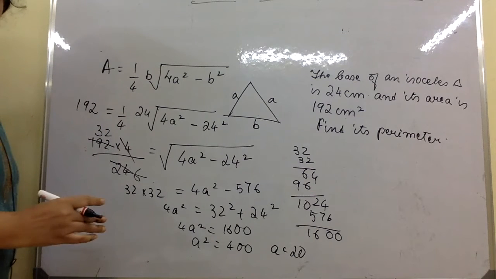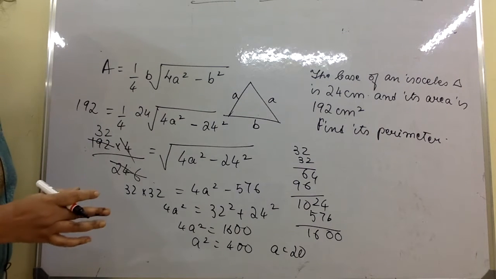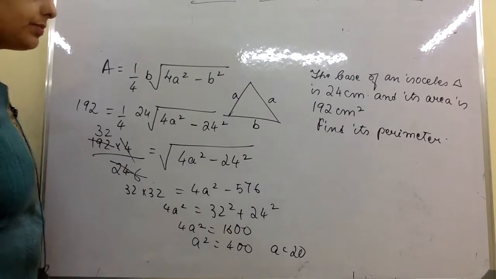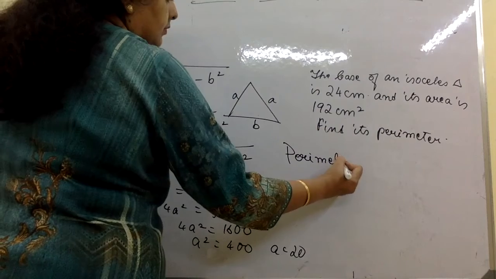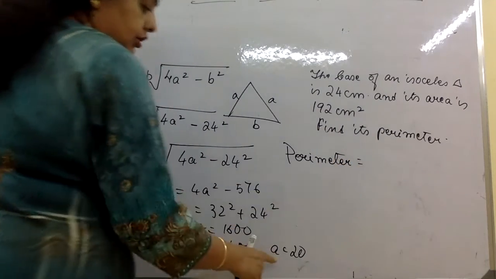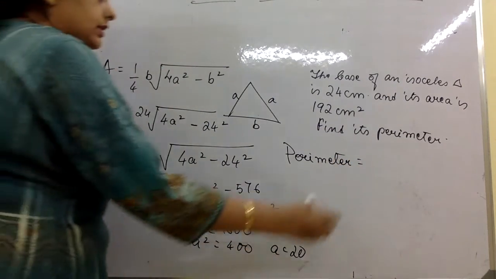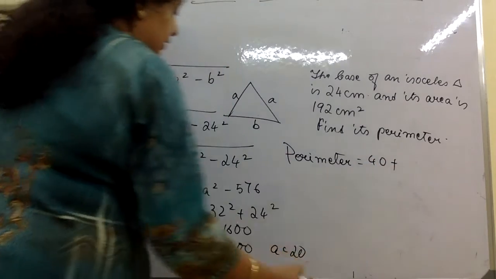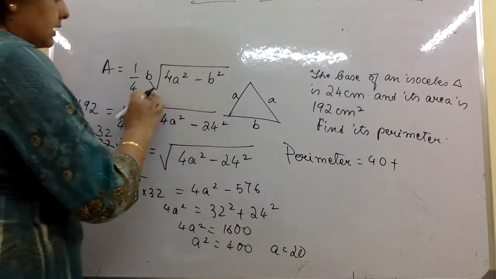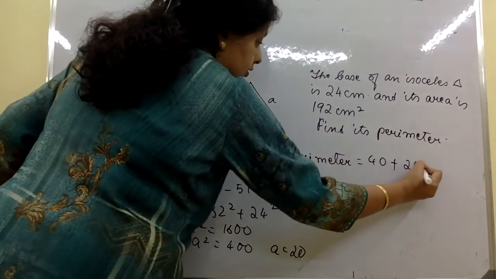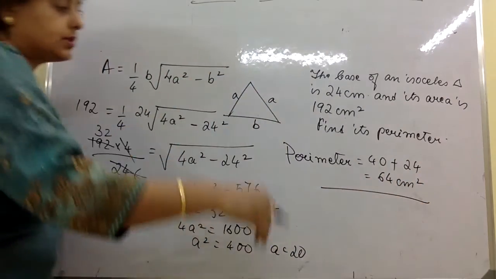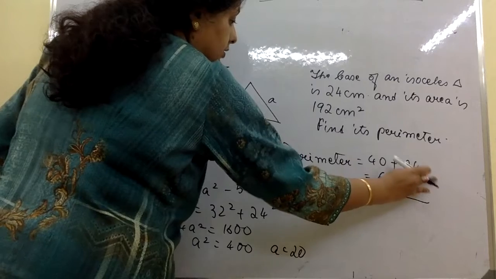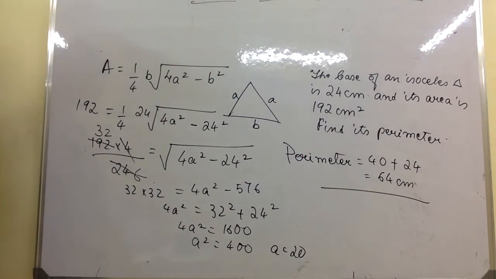Okay, if the equal side is 20 centimeters, now we need to find the perimeter. So for the perimeter, we will have to take 2 times this because this is the equal side, that is 40, plus we will have to take the base, and the base is 24. So that makes it 64 centimeters. Sorry, not centimeter square, 64 centimeters. It's a perimeter, it's not an area, okay.